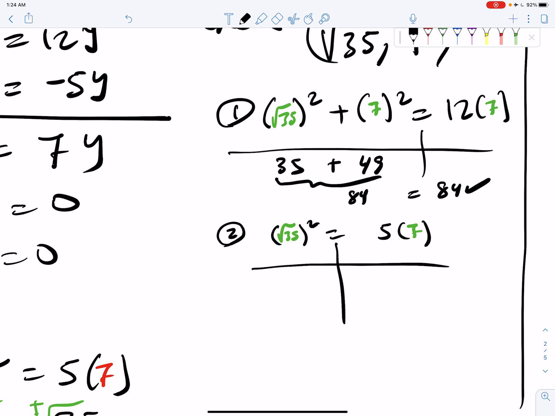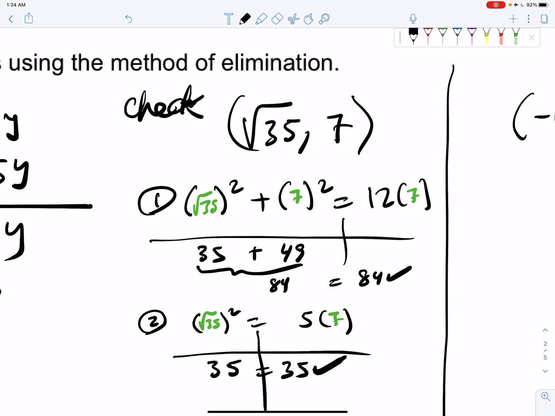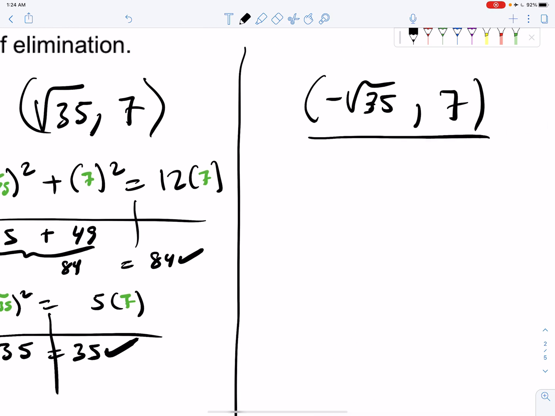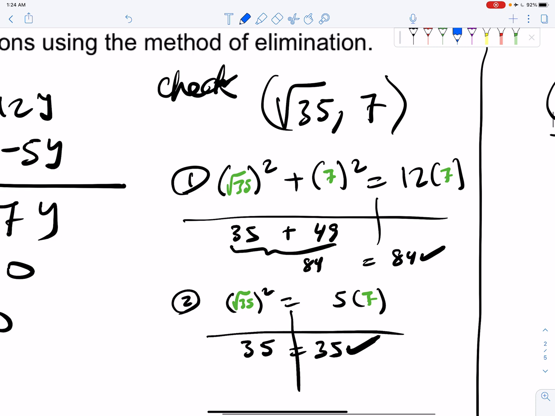Well, when I square the square root of 35, I get 35, and 5 times 7 is also 35. So check. This square root of 35, 7 works for both equations. Now we really don't need to run this check again because the only difference is that negative symbol. And you can see, had we put a negative here, because you're squaring it, it would become a positive and we get the same true result.